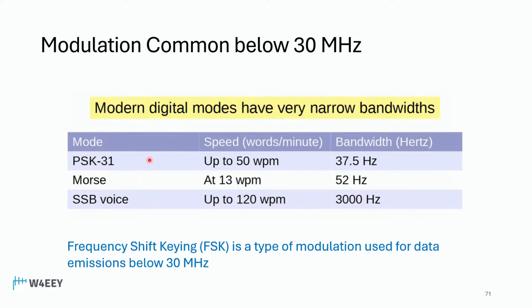PSK 31 is even narrower. And you can get up to 50 words per minute using PSK 31, which is a decent typing speed. It's good for most people if they're using that mode. So frequency shift keying, we're going to focus on that for a second, is a type of modulation used for data emissions below 30 megahertz. That would be like PSK 31.